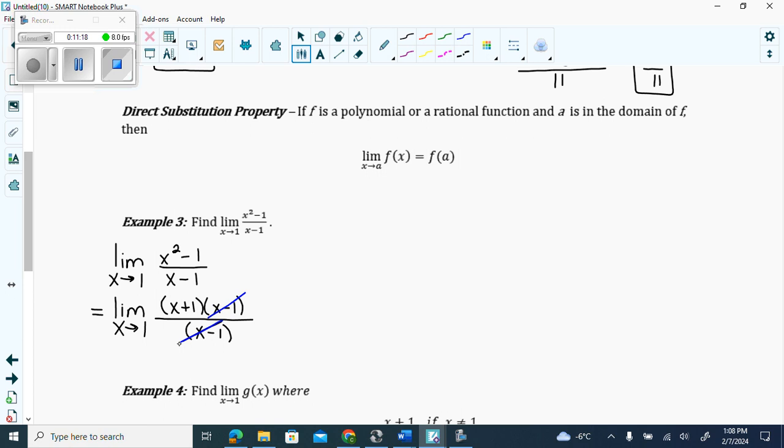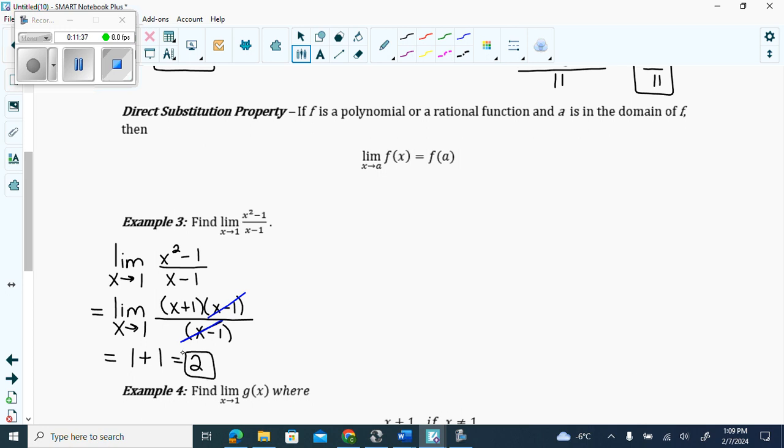Okay, our issue is gone now, so we can substitute in. The moment we go to substitute in, the limit goes away, right? So I'm going to plug the 1 in, and I'm going to get 1 plus 1. Do you see how I don't have the word limit anymore? Because I substituted in for that x. And your answer is 2.